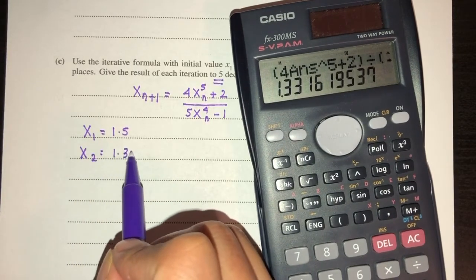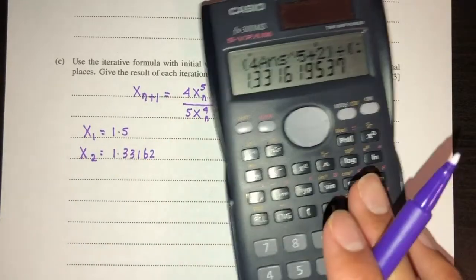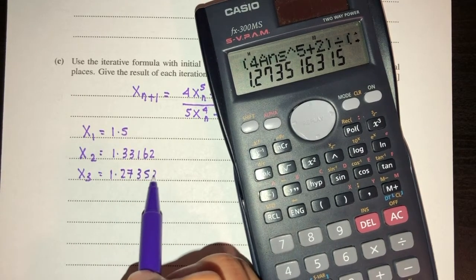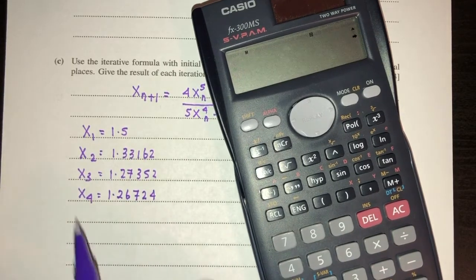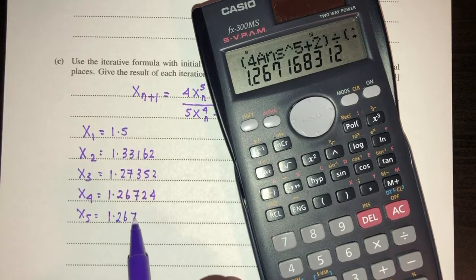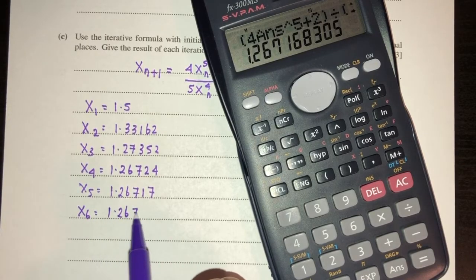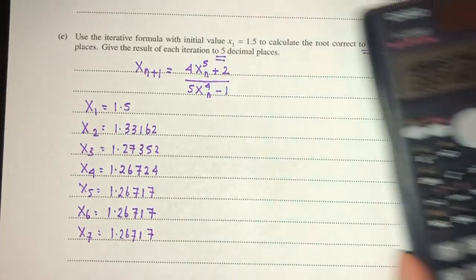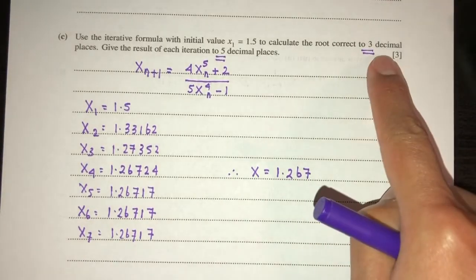x2 will be 1.33162. So we have to give correct to 5 decimal places the result of each iteration. Now x3 will be 1.27352. Now x4 will be 1.26724. x5 will be 1.26717. x6 will be 1.26717. x7 will be 1.26717. Okay, as you can see, they are the same values going on. So let's take the value of x to be 1.267, correct to 3 decimal places for your final answer.